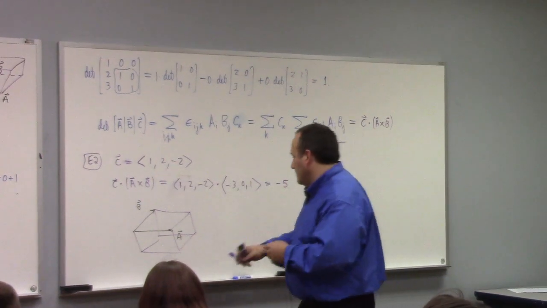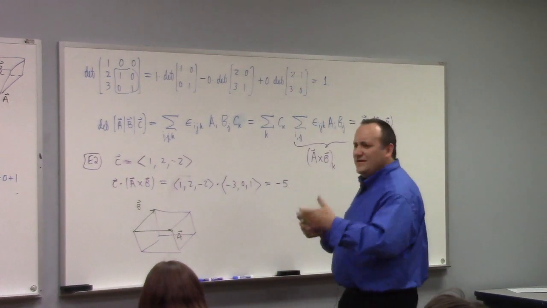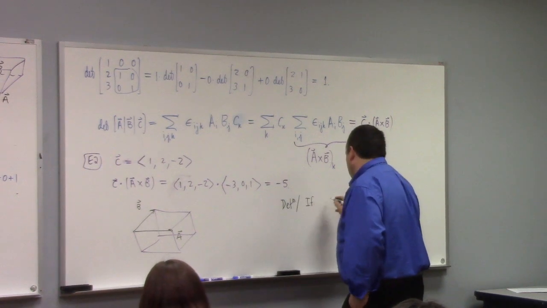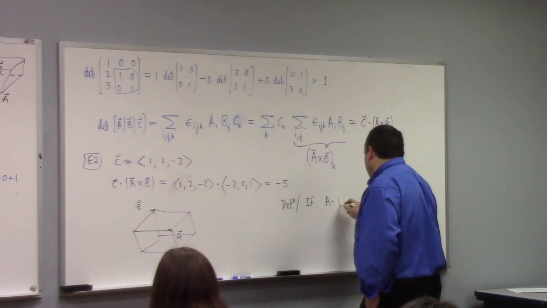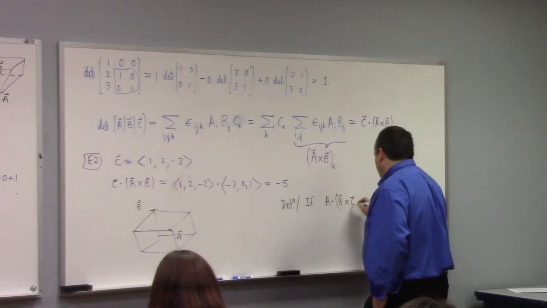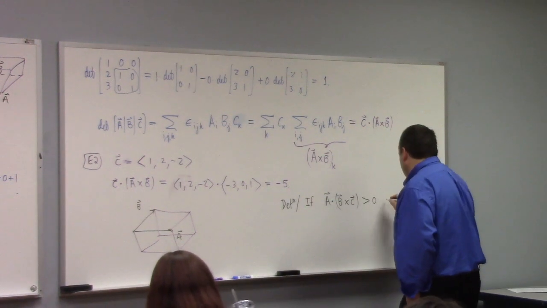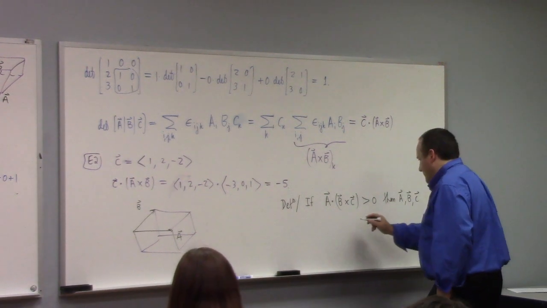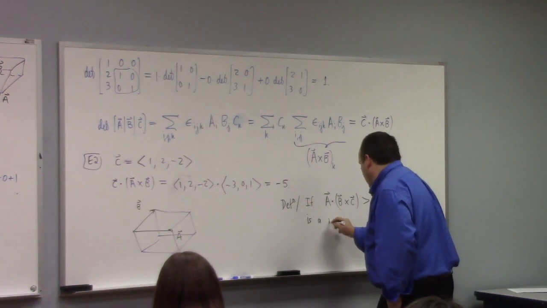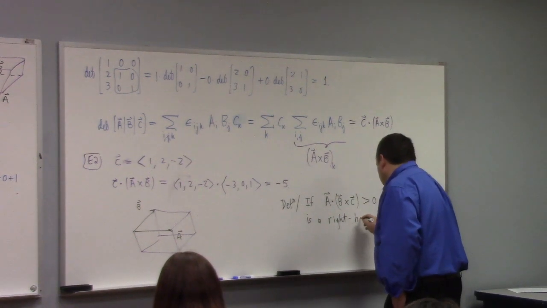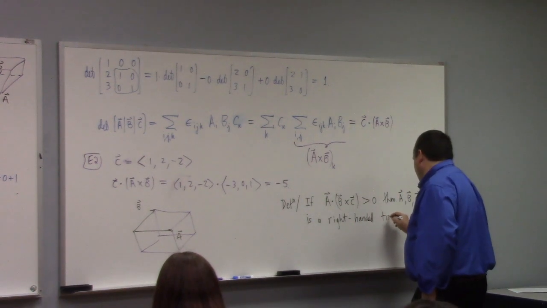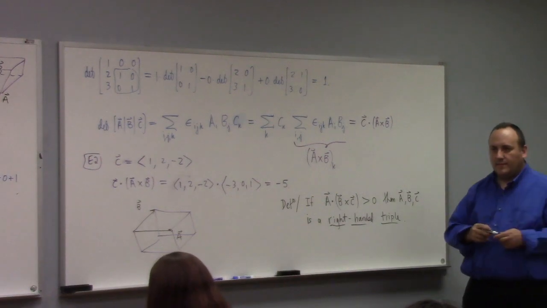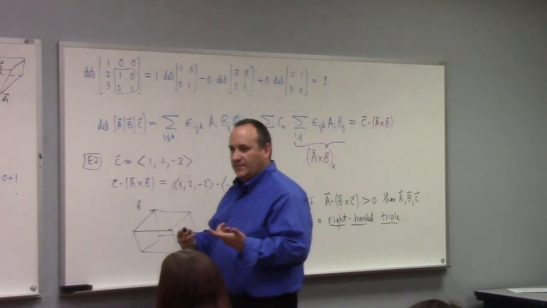Now there's a deeper truth here. Well, maybe truth, definition to be had. Definition. If A dot B cross C is greater than 0, then ABC is a right-handed triple. What does that mean? What's a right-handed triple?